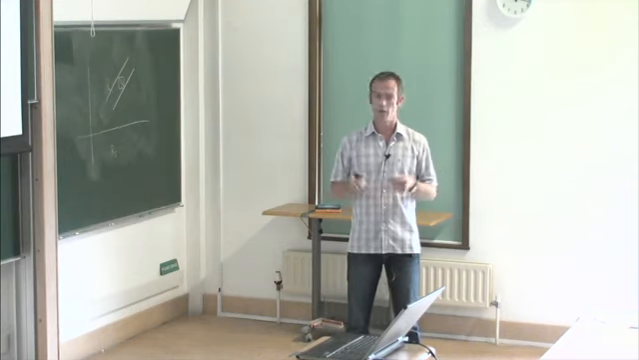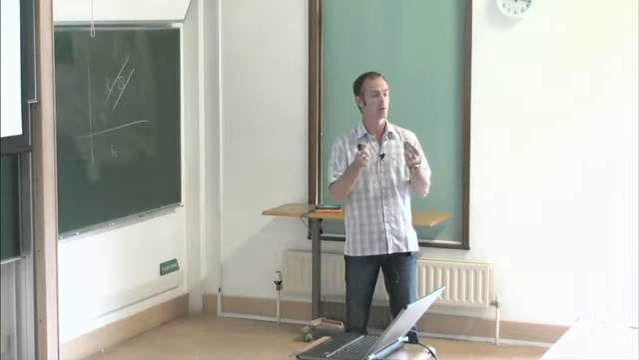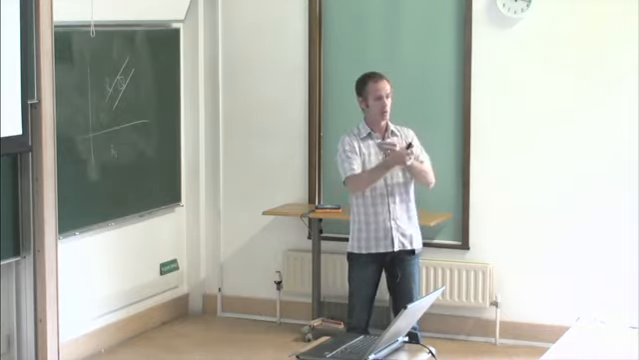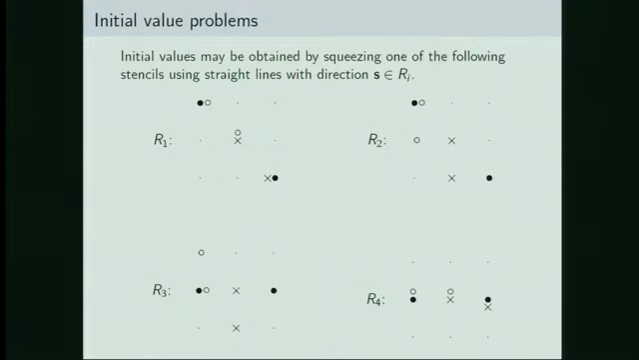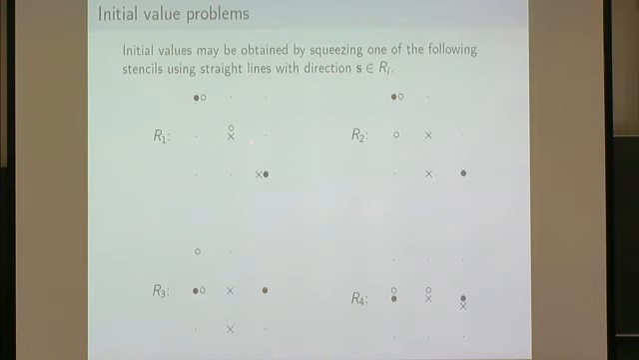But it's not really algorithmic. You don't know a priori which stencil to solve for which field, and how you should position the different stencils in one picture. But the result is here. So these are stencils which you can squeeze with lines to obtain your initial value problems, and I'll show you how to do that. So first example, we'll be using this diagram here.